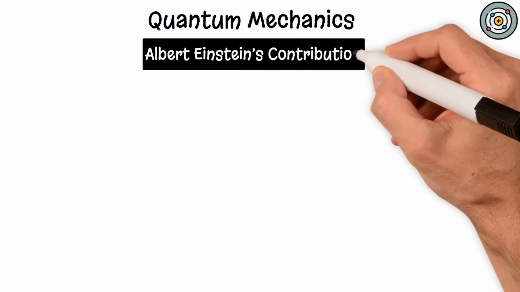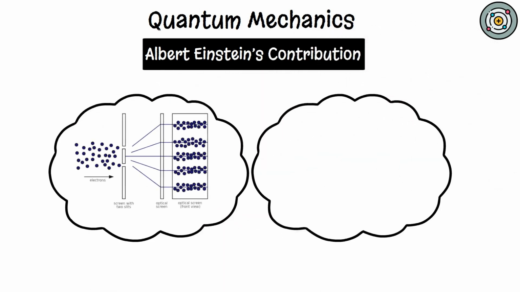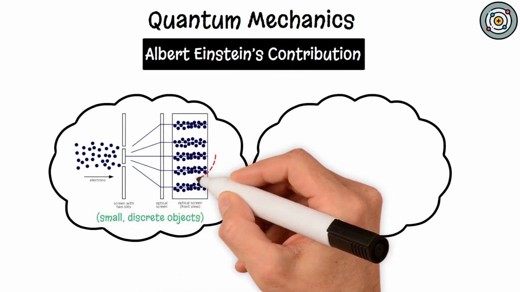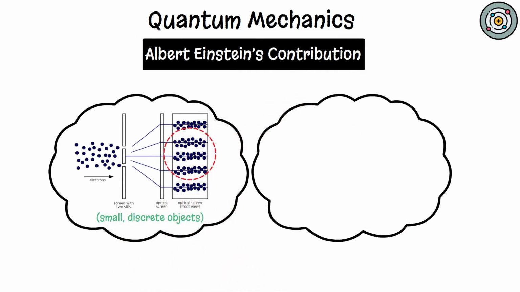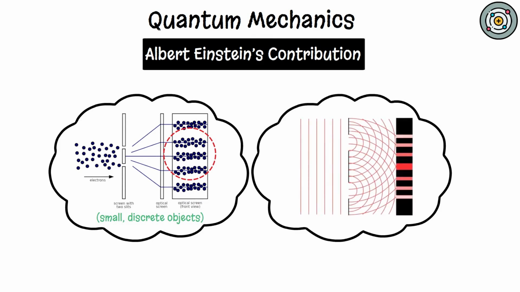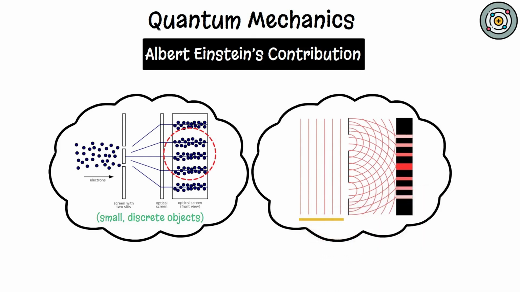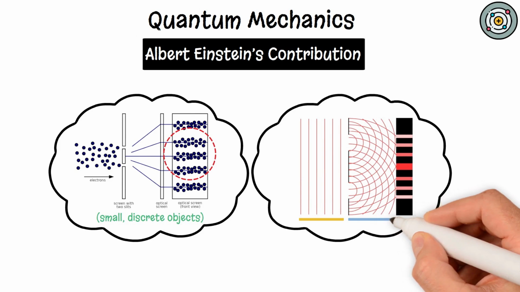Albert Einstein's contribution. Particles like electrons and photons can act both like particles, small discrete objects, and waves, spreading out and creating patterns. For example, imagine light as both marbles, particles, and water waves. Sometimes, light acts like marbles hitting specific spots, and other times like waves, creating patterns.